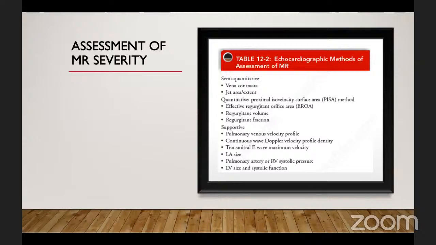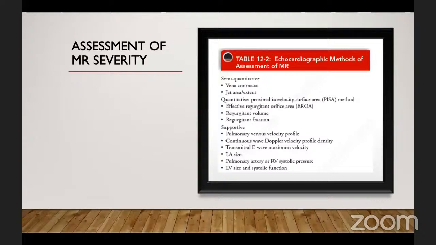What is vena contracta? A vena contracta is defined as the region of the jet that exits the regurgitant orifice at the narrowest part. So when you're assessing the jet, you will measure the narrowest part, the neck, at which the jet is going out of the orifice. At that part, this is the narrowest area that you're going to measure. And a width of more than 0.7 centimeter, or 7 millimeter, is considered severe mitral regurgitation. And it is an indirect reflection of the effective regurgitant orifice area.